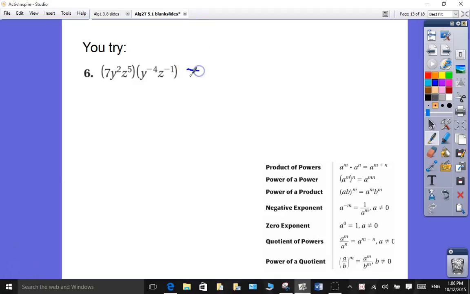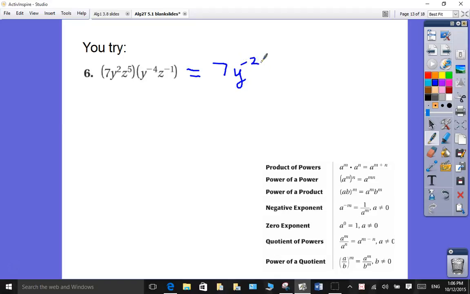Okay, let me start by just saying there's the 7. Right? There are no other 7s to combine it with, no other numbers to do arithmetic with. Then what about the y's? Which property do we use to consolidate the y's? The product of powers, right? So we have y squared times y to the negative 4th. What do you do with the exponents? You add them. And how many y's is that? Negative 2, right? So that's y to the negative 2.